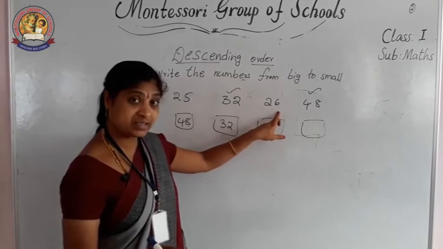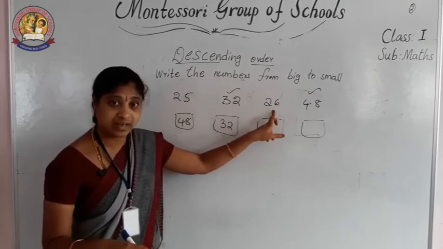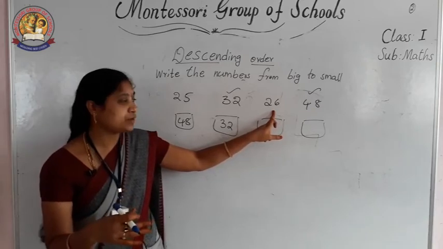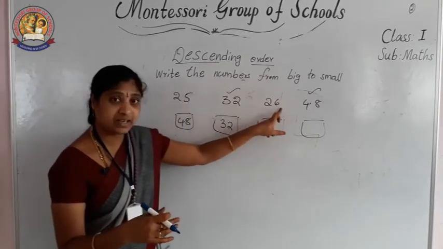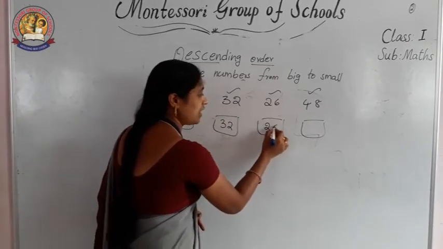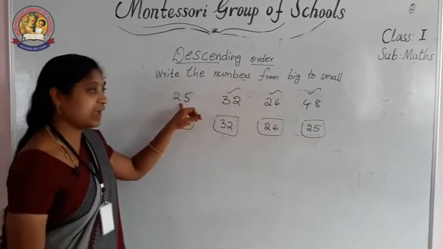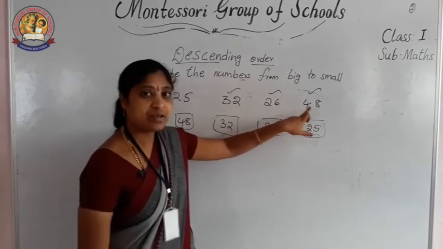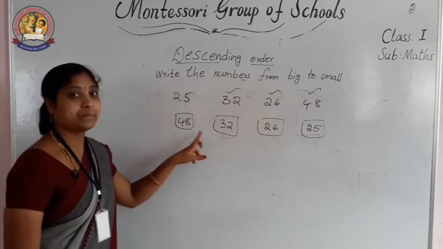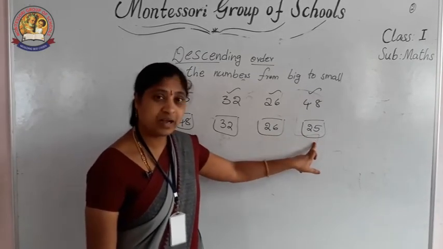In 25 and 26, which one is the bigger? In descending order, write the numbers from big to small. Yeah, 26. Right here, 26 and 25. Okay, 25, 32, 26, 48. In these numbers, first one is the big 48, next one 32, next 26, next 25.